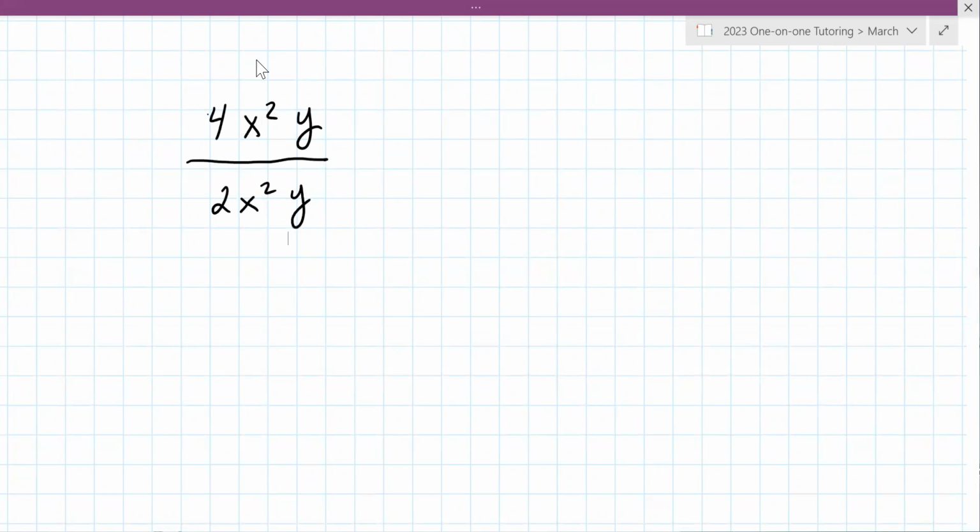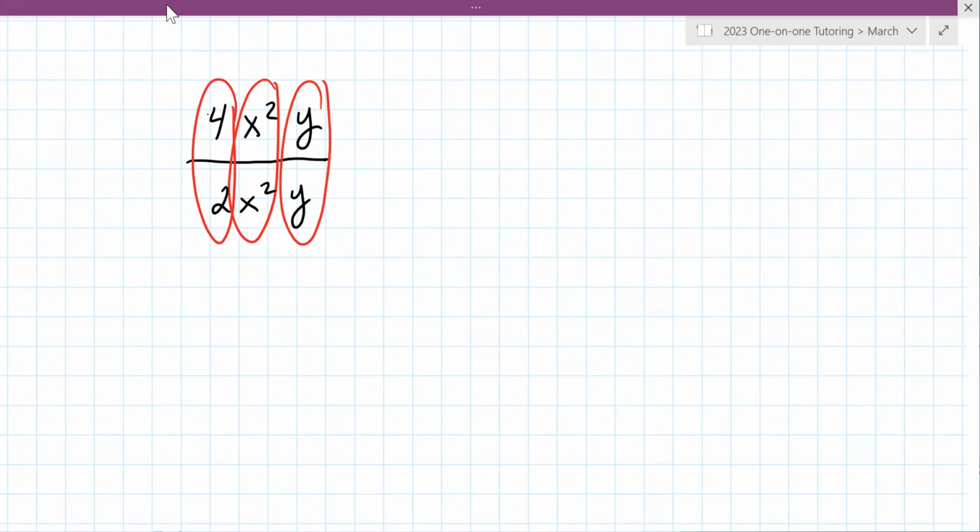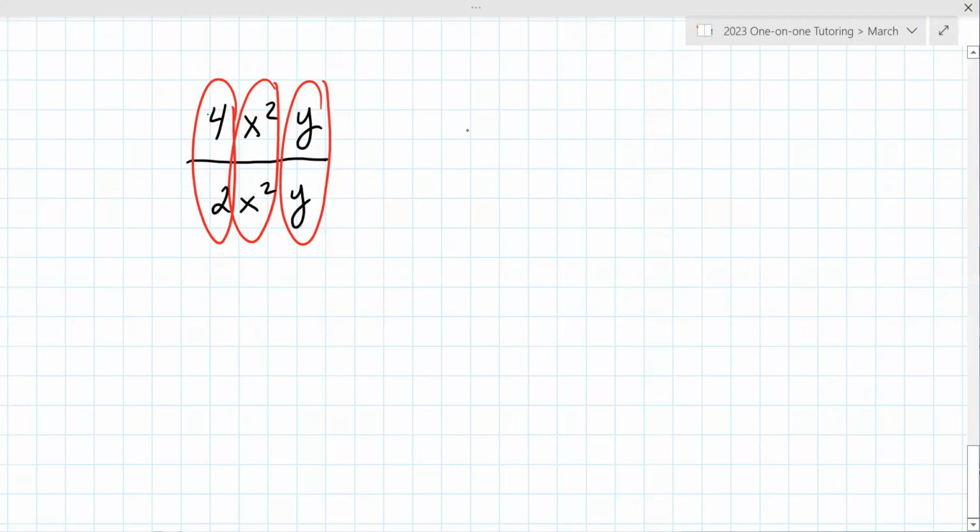Okay, so let's say it's something like 4x squared y over 2x squared y. As review, you look at each of these: 4 over 2, x squared over x squared, and y over y. If they're the same on the top and bottom, they cancel. So the y's cancel, the x's cancel, and then the 4 over 2 becomes just 2. You see that? Yeah. All right.